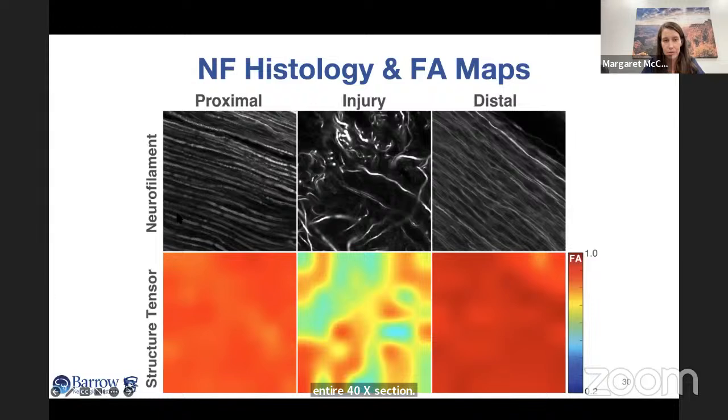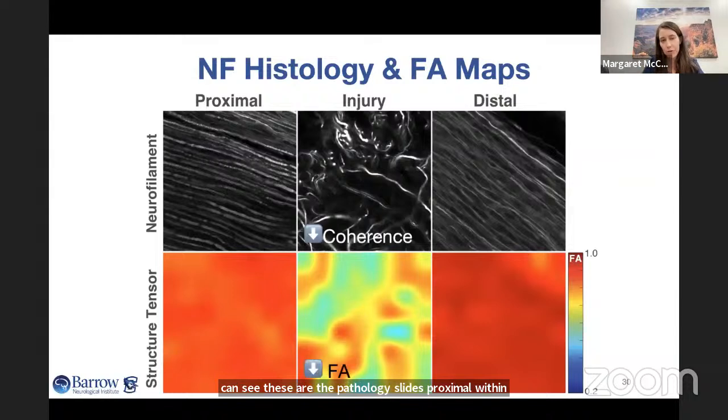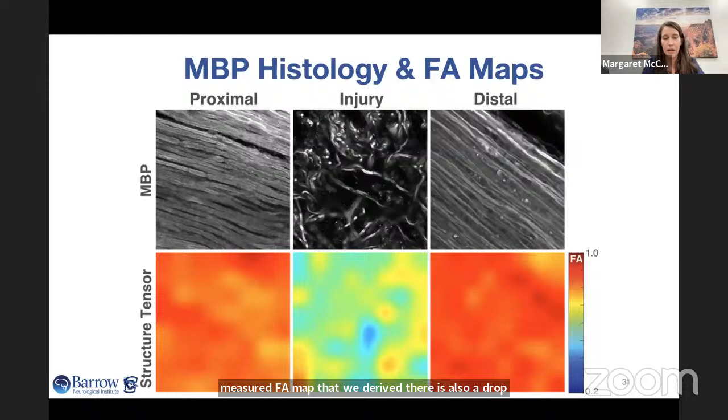On the top, you can see these are the pathology slides, proximal, within, and distal to the site of lesion, and the structure tensors down on the bottom. And where you grossly see a change, a drop in coherence in the pathology slide, you can see that on the measured FA map that we derived, there is also a drop that corresponds to that.